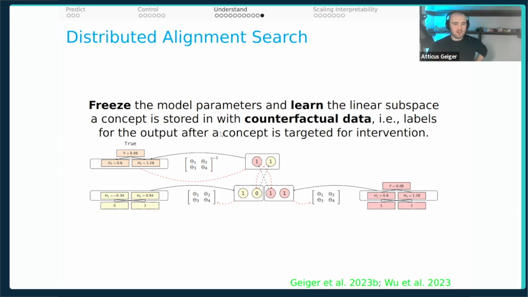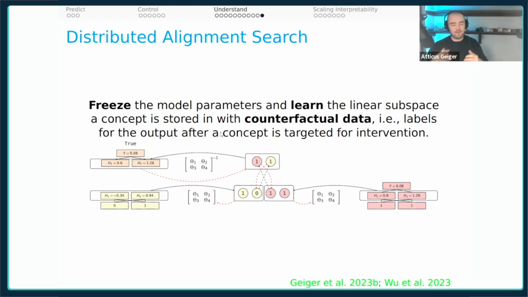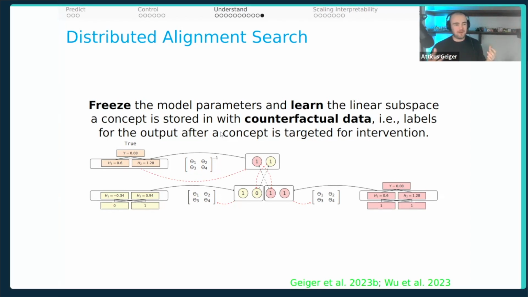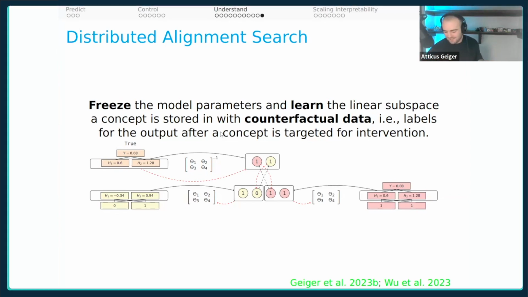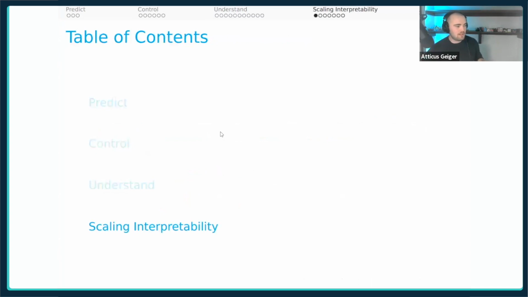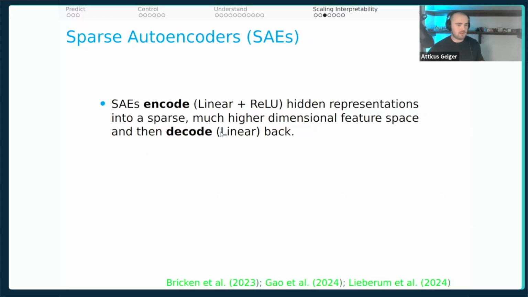So I'll spend my last maybe 2 or 3 minutes just talking about how people are scaling up interpretability, and they're using sparse autoencoders to do so, and some core takeaways I have from thinking about how we should approach scaling things. So I'll quickly go through what sparse autoencoders are.